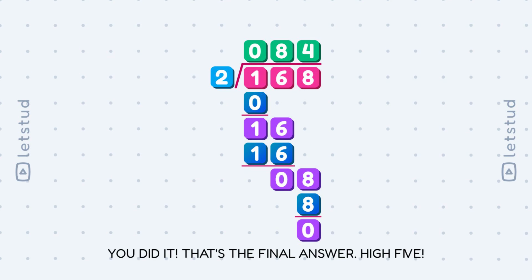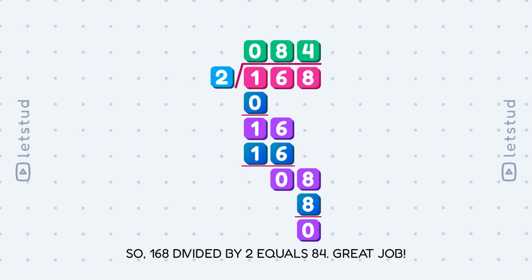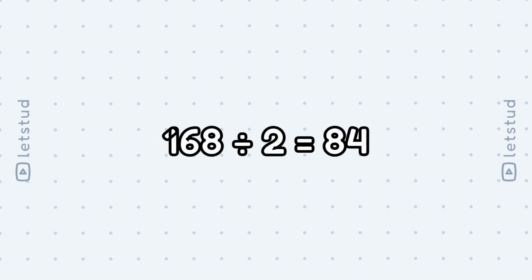You did it, that's the final answer, high five. We've successfully divided 168 by 2. Amazing work, everyone. So 168 divided by 2 equals 84. Great job. We just conquered dividing 168 by 2 step by step.